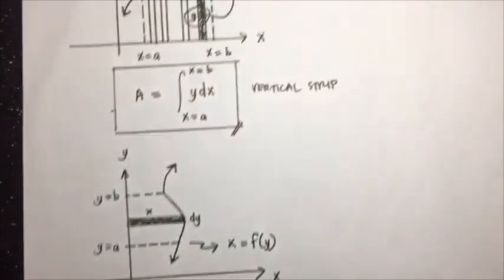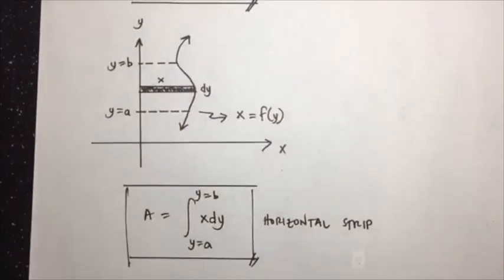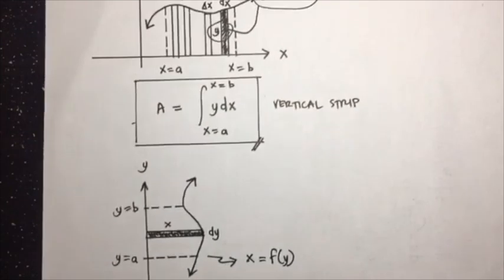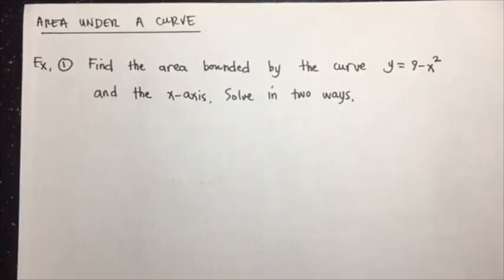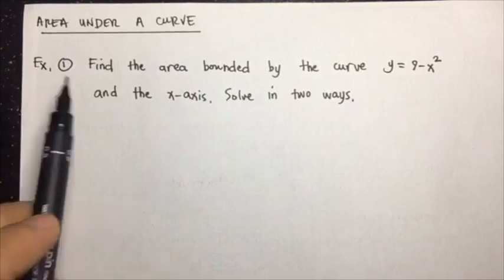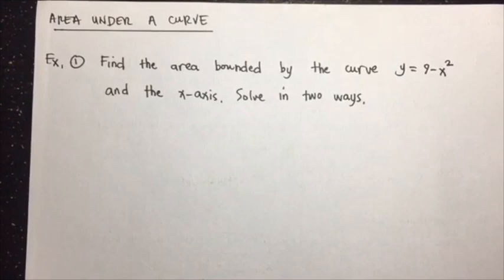Okay, so let's solve some problems so that we can apply those very simple formulas. For our first example, find the area bounded by the curve y is equal to 9 minus x squared and the x-axis. And we will solve this in two ways. Solving it in two ways means we will use a horizontal and a vertical strip.